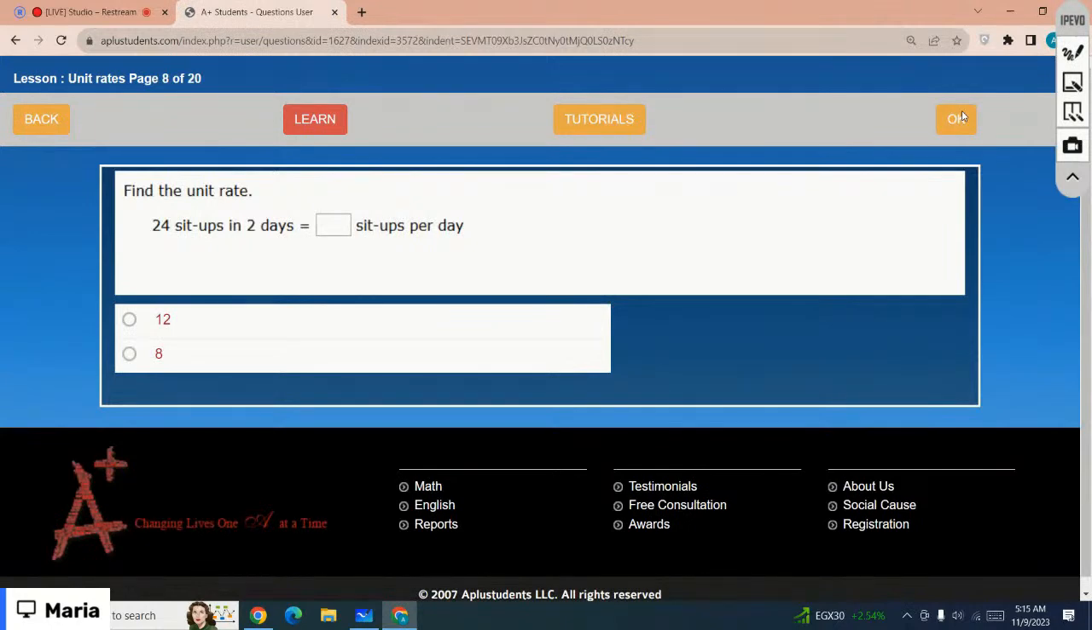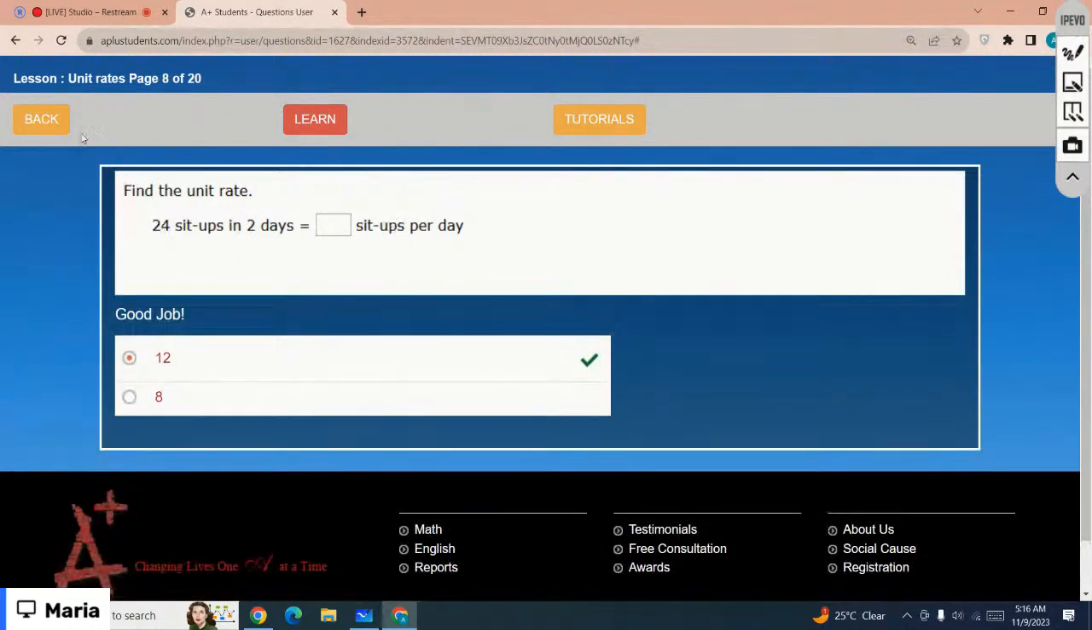Find the unit rate. 24 setups in 2 days. So how many setups per day? Yes, 24 divided by 2 equals 12. That means in one day you have 12 setups. The correct option is 12. Got it? Okay, you can complete the lesson by yourself later today. Let me just move on to the next lesson.